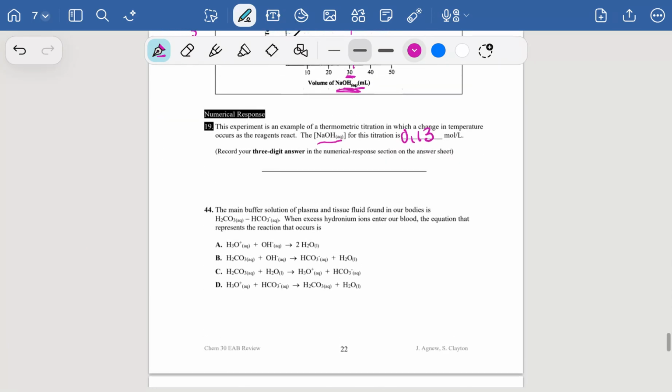One more about a buffer. So looking at your buffer here, you have your acid part of the buffer, you have your base part of the buffer, and then it's asking what would happen if you're adding hydronium ions. So just like the other one, if you add in hydronium, it's going to react with the base part of your buffer to get neutralized. So we would see the answer for this one has to be D.